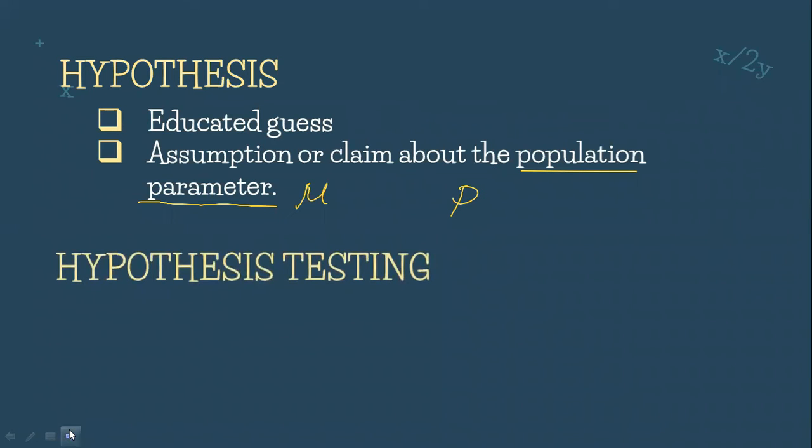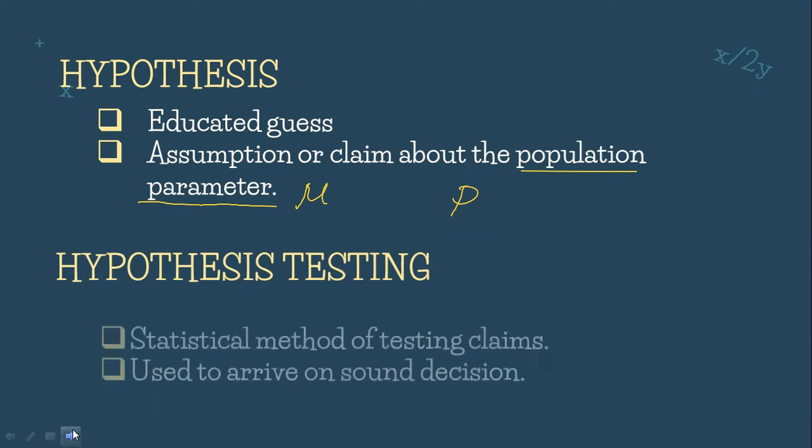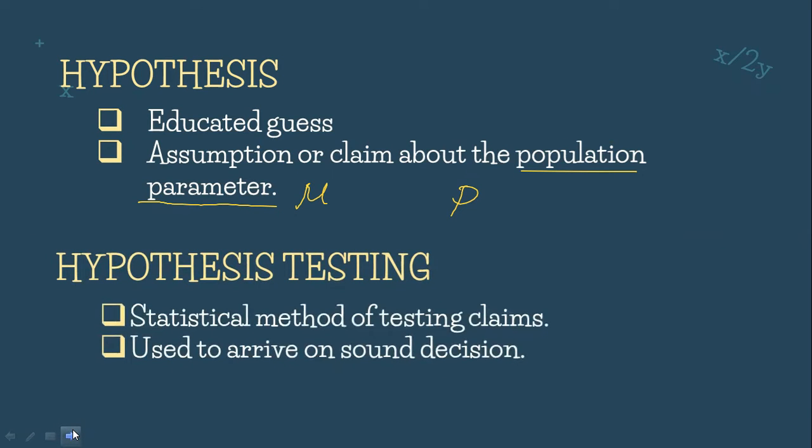Now let's define hypothesis testing. Hypothesis testing is defined as the statistical method of testing claims. It is used to arrive at a sound decision. As you can see, my dear students, even in a courtroom, even if many people claim that a person is the murderer, that person will never be the murderer unless proven otherwise, or unless proven beyond reasonable doubt. In court, we have what we call due process before someone is accused of being the murderer. In mathematics, that due process is what we call hypothesis testing.